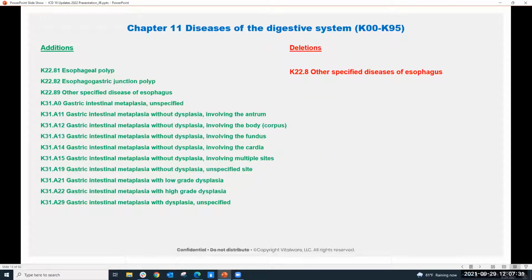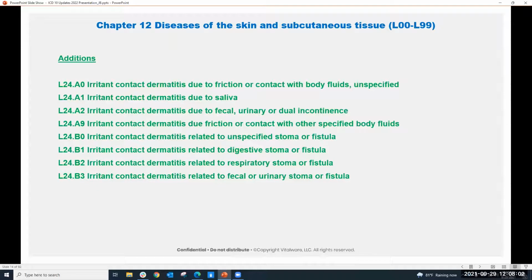Chapter 11, we have quite a bit of additions here. You see with the deletions, the K22.8 specified diseases of the esophagus. This has actually been expanded to the first few codes within the additions. The rest of the additions have to do with gastric intestinal metaplasia, and these have been expanded to include with and without dysplasia, and to capture specific body parts, multiple sites, and unspecified. Chapter 12, we have 8 new codes related to irritant contact dermatitis.